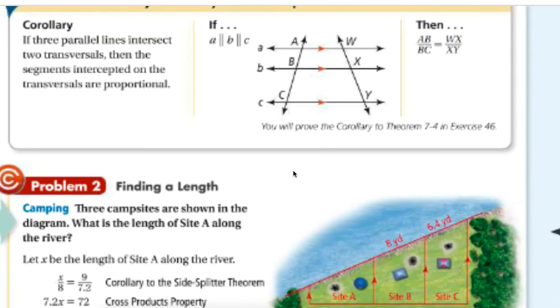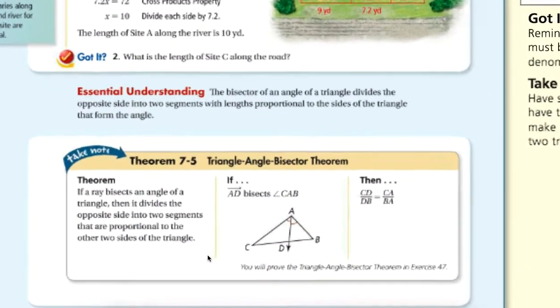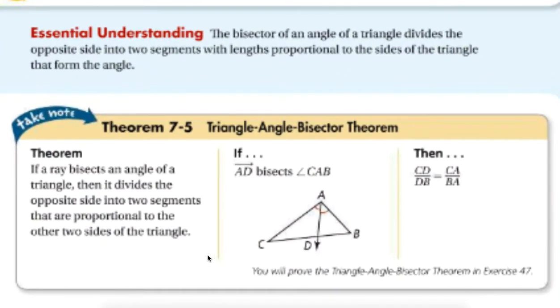Got it. We'll take this further for the triangle angle bisector theorem. Good amount of information in this one. This is saying that if a ray bisects an angle of a triangle, then it divides the opposite side into 2 segments that are proportional to the other 2 sides of the triangle. So in this case, AD is a ray that bisects an angle of the triangle. So notice here we're allowed to say that CAD is going to be congruent to DAB. That might be important to make a note of for this one.